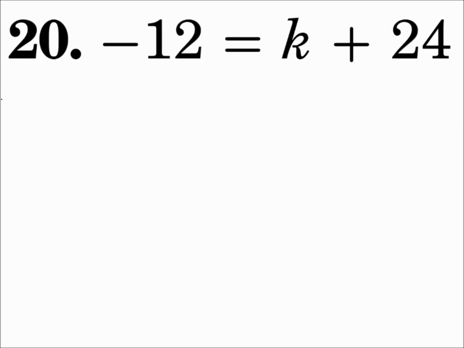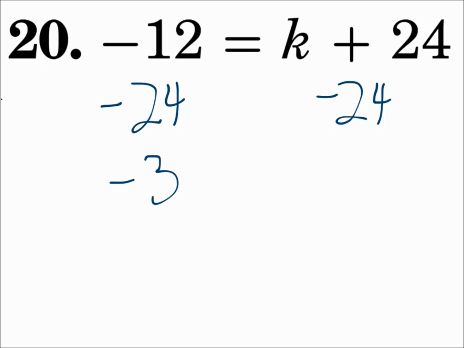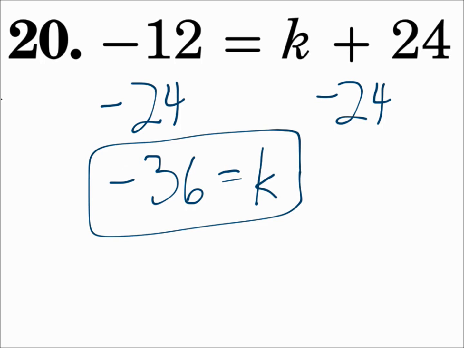Number 20. Negative 12 equals k plus 24. K plus 24, the 24 needs moved, so subtract it from each side of the equation. Remember, when you do this, you subtract or add the number from each side of the equation. Negative 12 minus 24 is negative 36, and 24 minus 24 is 0, leaving k. K is negative 36.